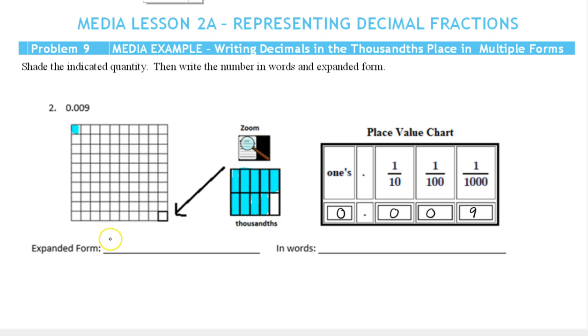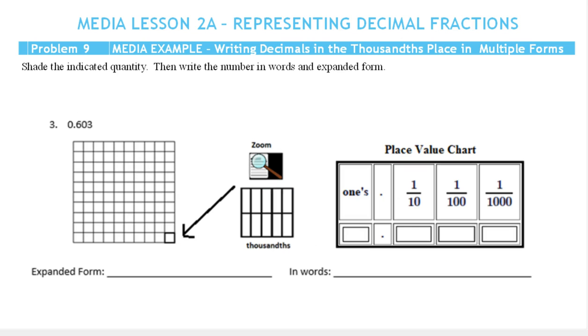In expanded form, we'd have 0 tenths plus 0 hundredths plus 9 thousandths. And in words, we'd read everything after the decimal as one number. So 009 we just read as 9, and the place value that it ends in is the thousandths. So this is 9 thousandths.